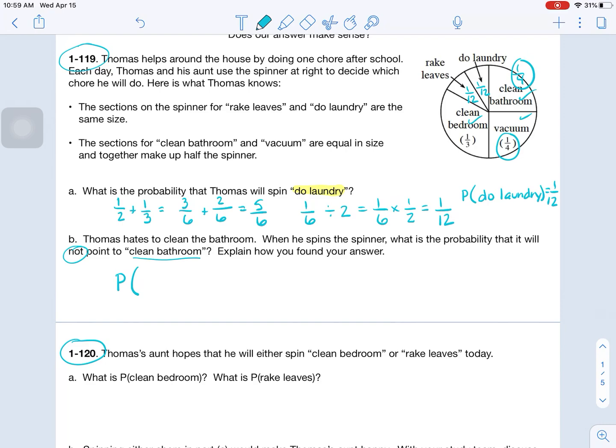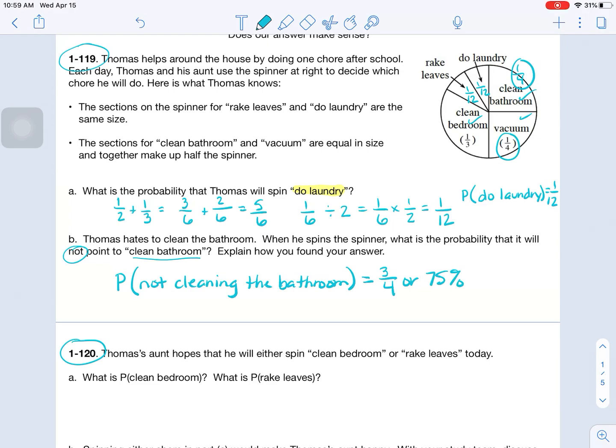So the probability of not cleaning the bathroom, make sure to write that event in parentheses. That's super important we set it up this way, is going to be 3/4.